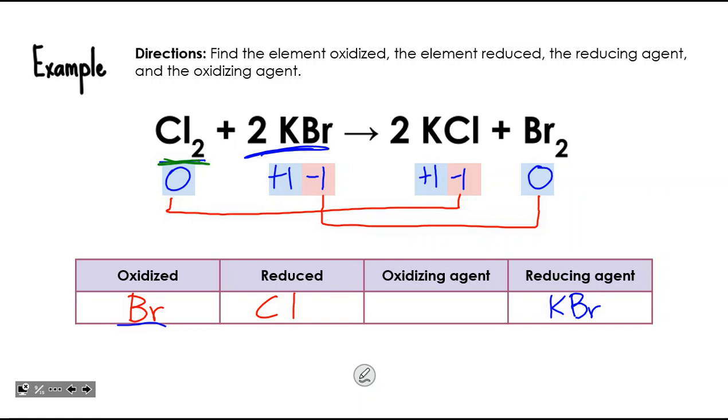because chlorine is being reduced, the reactant with the chlorine in it is going to be the oxidizing agent because it's causing the oxidation of the bromine. So this would be Cl2. For the agents, you need to write out the entire reactant for the agent.